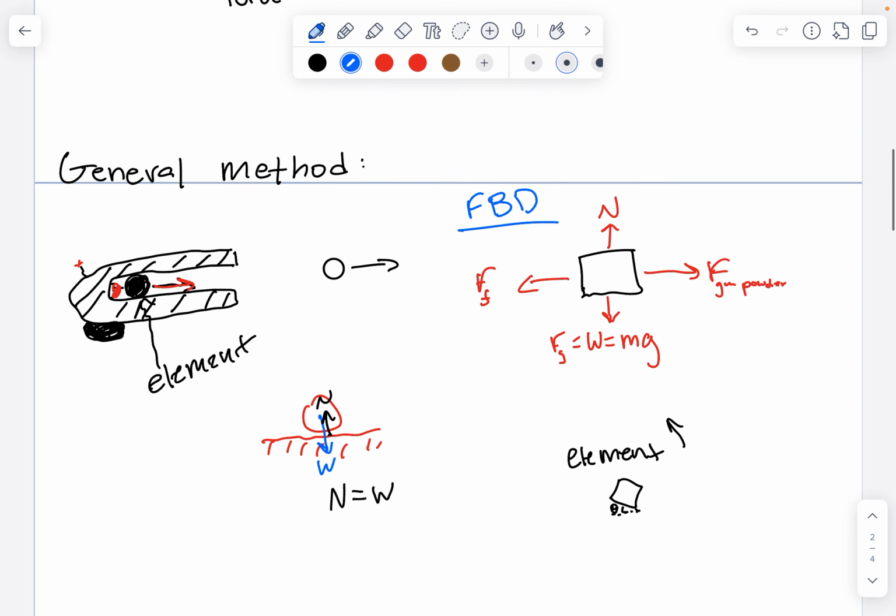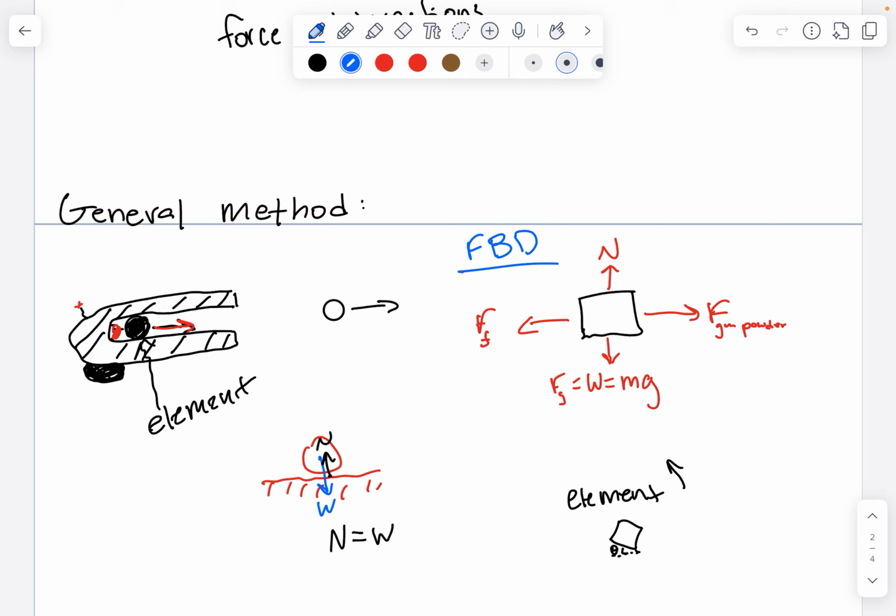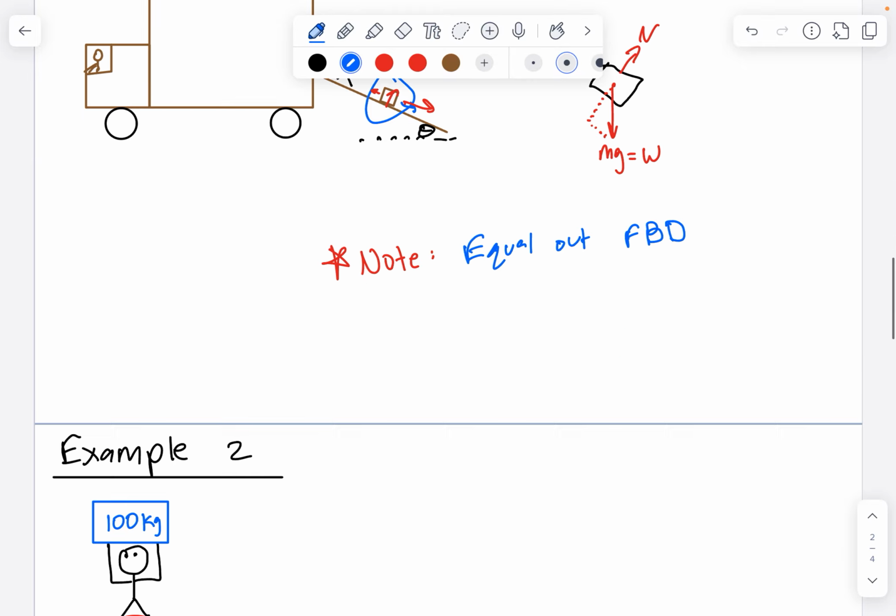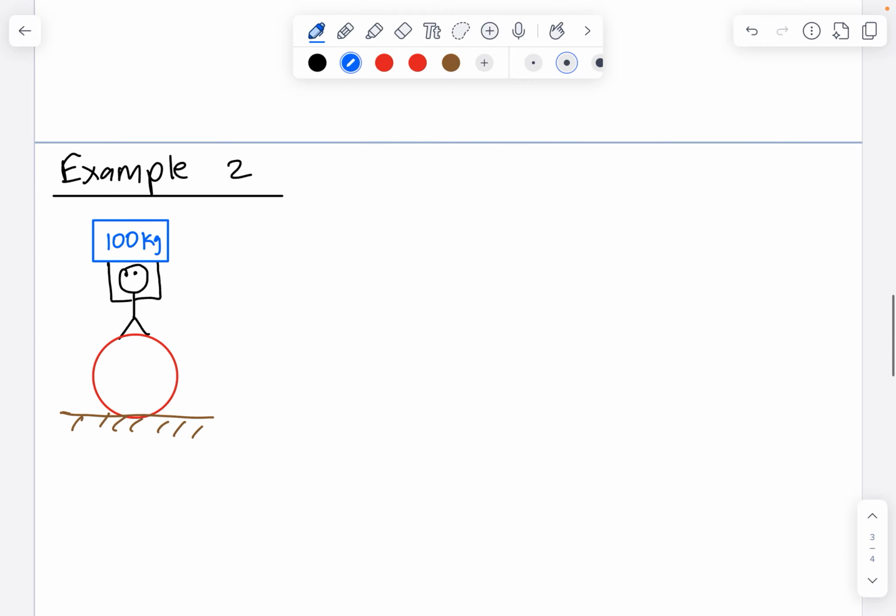So let's go back to this example right here. Notice how the cannonball has a force going upwards, a force going downwards to counteract it, a force going to the left, and a force going to the right to counteract it. All right, let's go on to a slightly harder example. Example 2. We have a circus performer standing on a circus ball holding a 100-kilogram box over his head. I want to draw the free body diagram of the man. All right, go ahead, pause the video, try it on your own, and then I'll work it out.